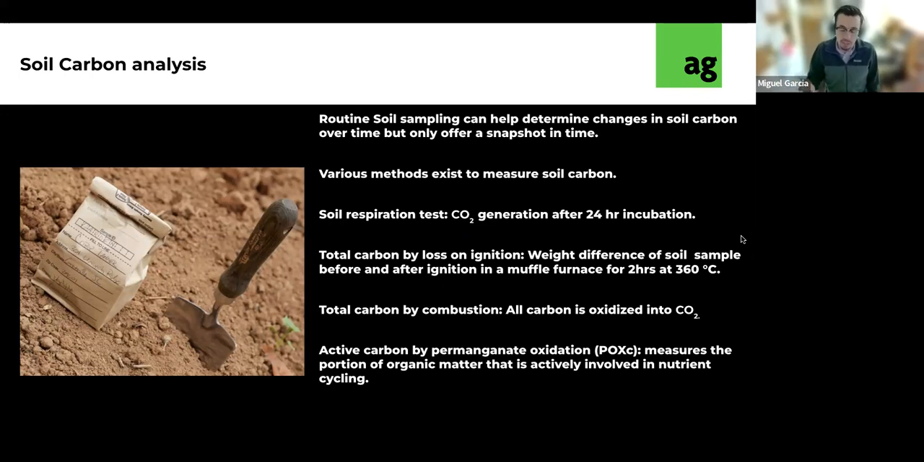Because unfortunately, these types of analyses are not regulated. So if you send your sample to 10 different labs, you might get 10 different results. Not to take away any credit from how valuable these methods are, but the reality is that it can vary from lab to lab.